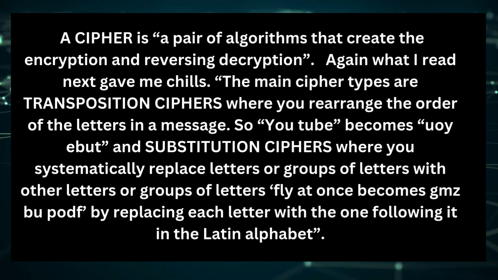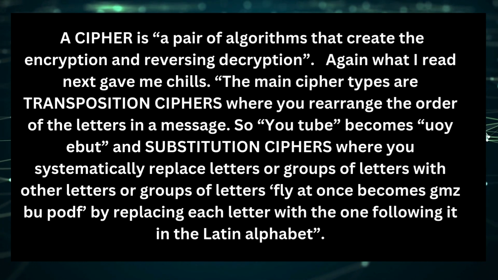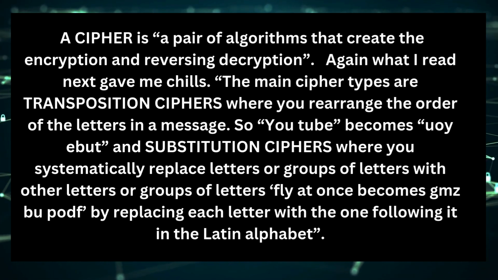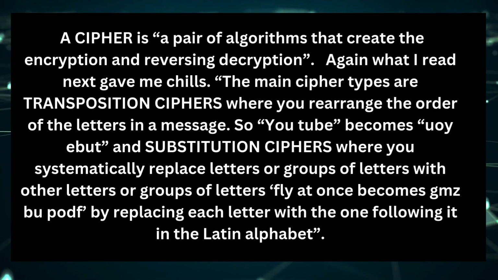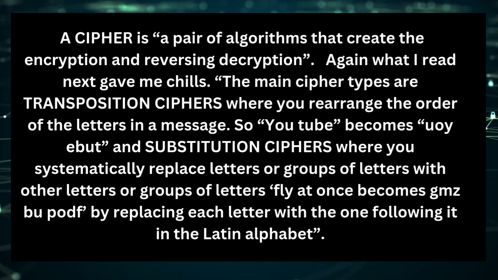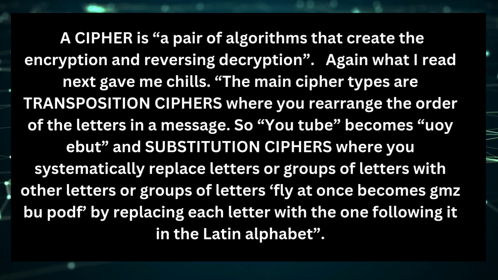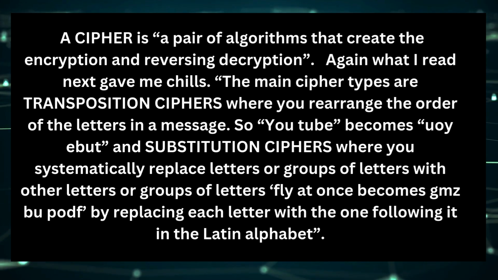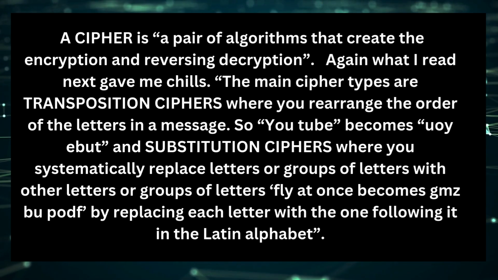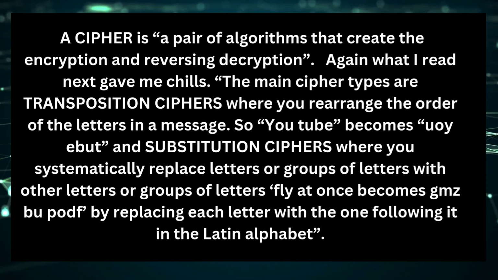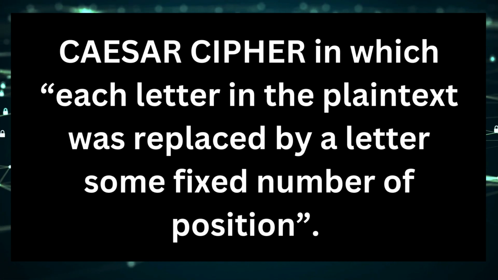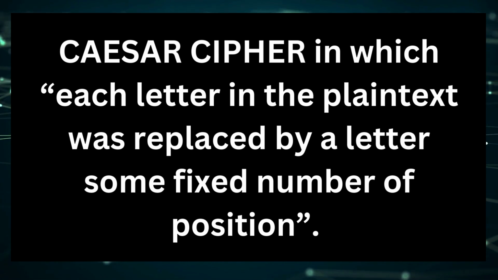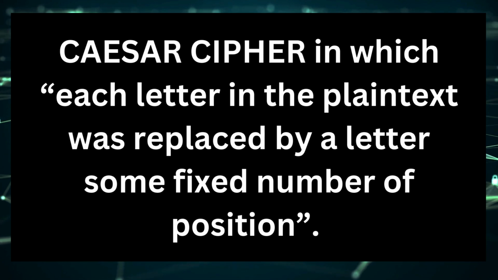The main cipher types are transposition ciphers, where you rearrange the order of the letters in a message, so YouTube becomes Uebut, and substitution ciphers, where you systematically replace the letters or groups of letters with other letters or groups of letters. Fly at once becomes GMZBUPODF, by replacing each letter with the one following it in the Latin alphabet. An example of a substitution cipher was the Caesar cipher, in which each letter in the plain text was replaced by a letter some fixed number of positions away.